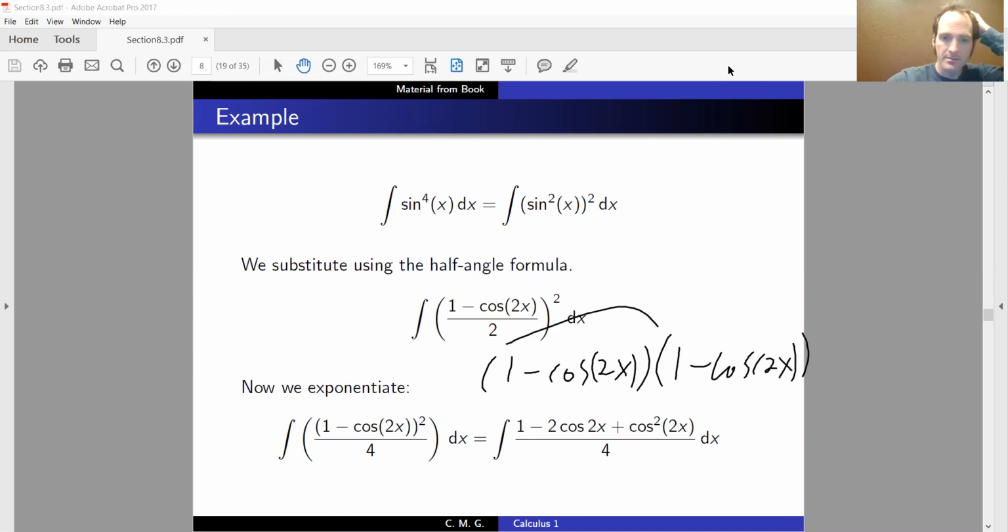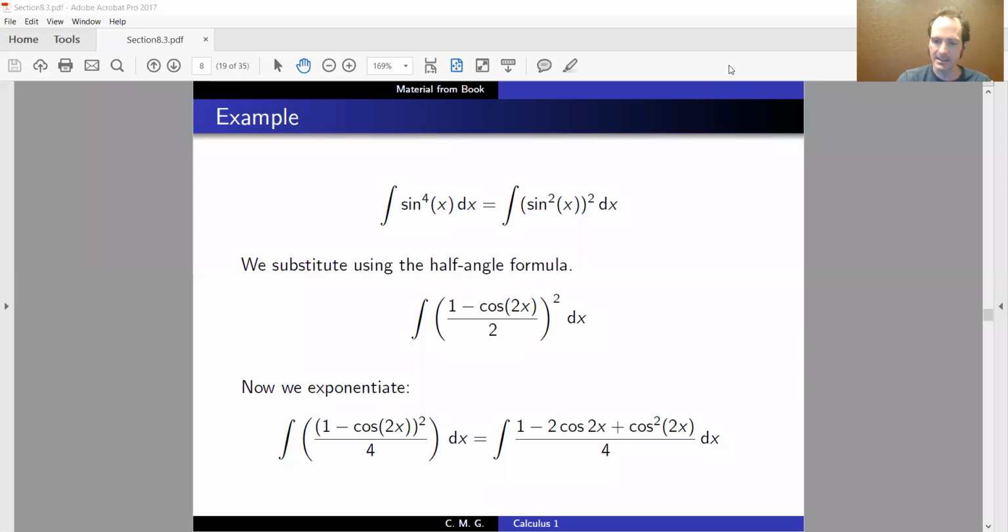The first terms give me 1. I get 2 cross terms. Both are cosine 2x, and they're both negative. So I get minus 2 cosine 2x. And then I get a cosine squared of 2x as the last term. They're all still over 4 because the denominator went to 4 when I squared it. And then I go from there.